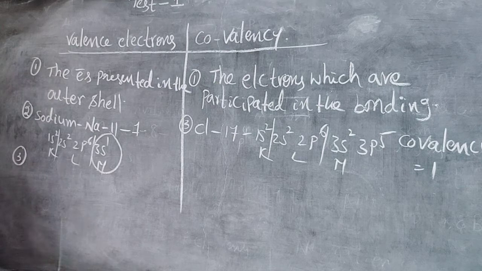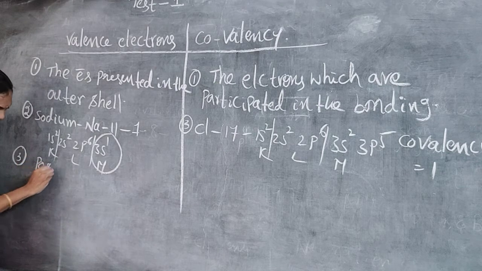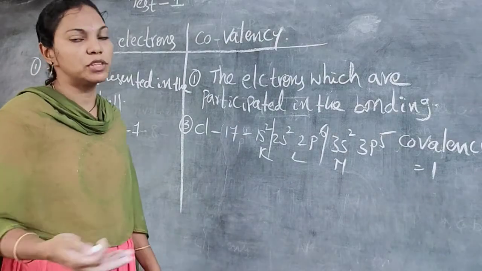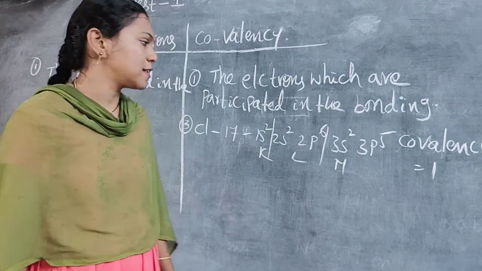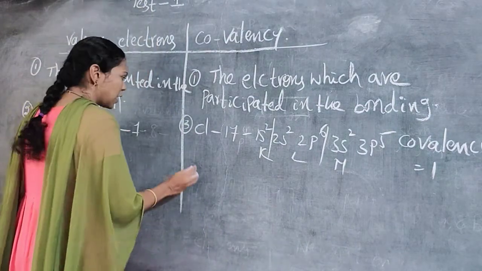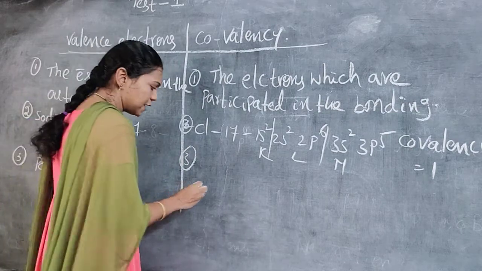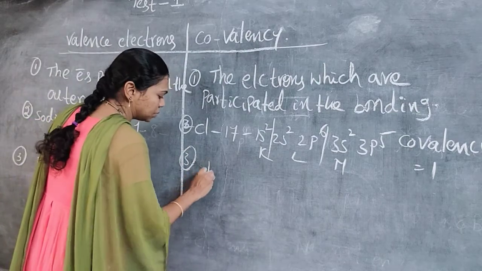The valency electron number is always positive, meaning 1, 2, 3, 4, 5, 6 like that, only up to 7. The covalency number is either positive or negative.